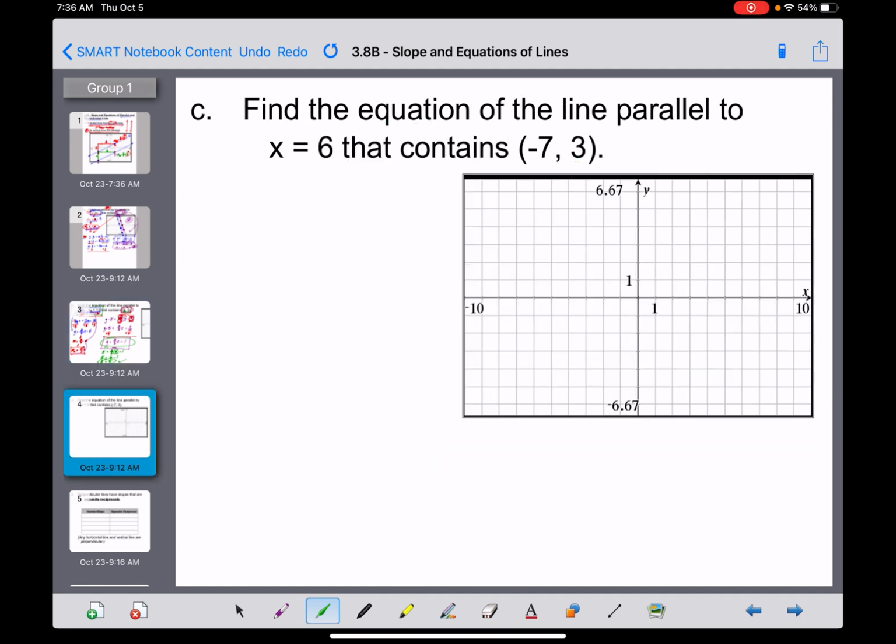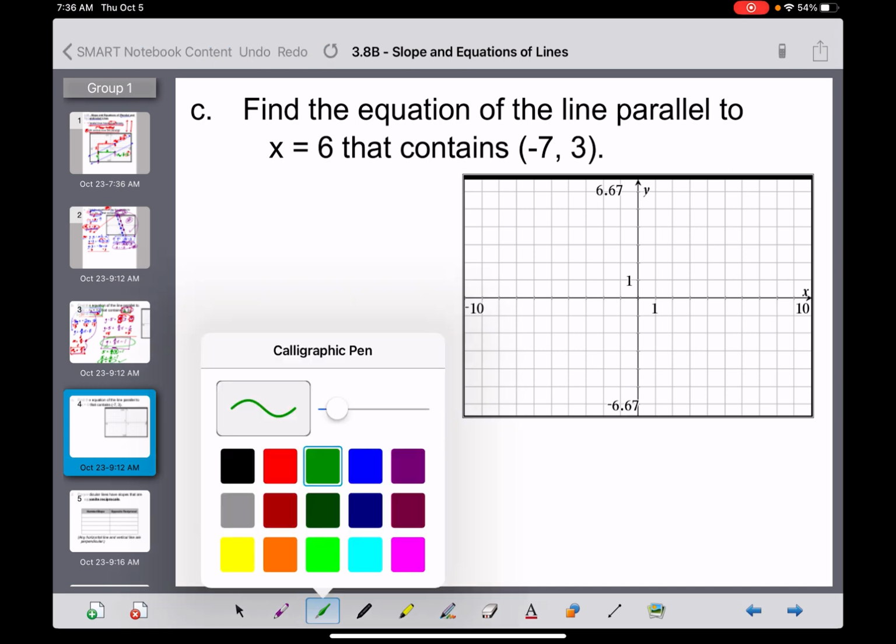This is going to be a test of something we need to practice more of. Find the equation of a line parallel to x equals 6 that contains the point -7, 3. Okay, what this is going to test here, guys, this sounds just like the last couple of problems.